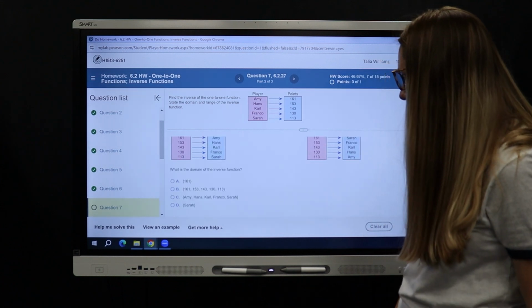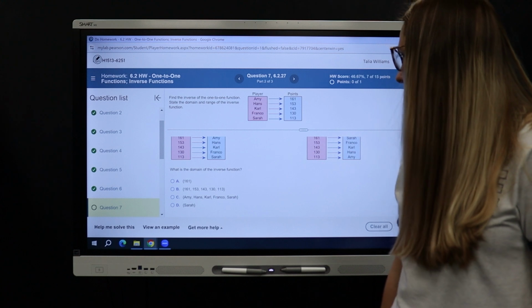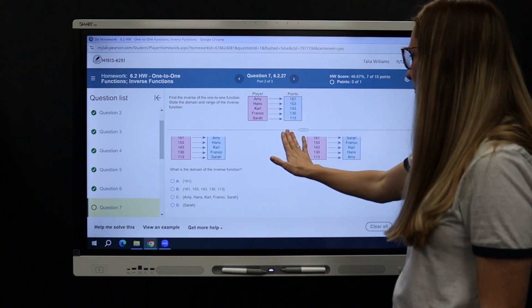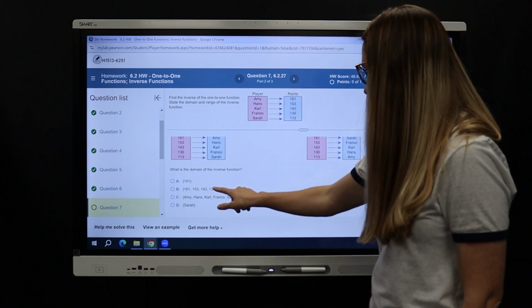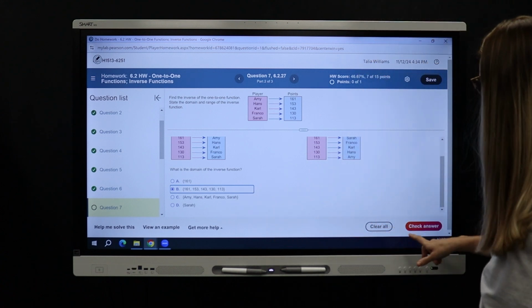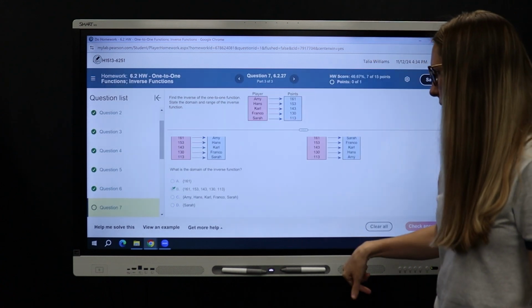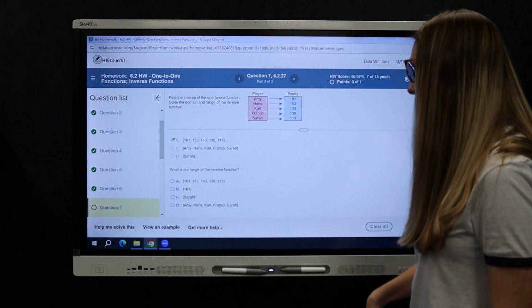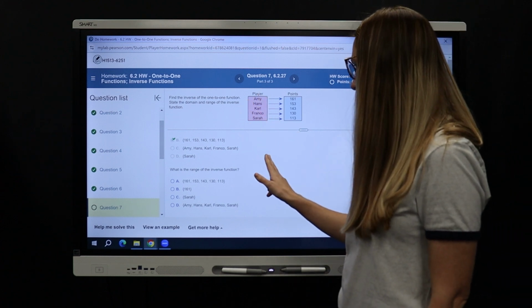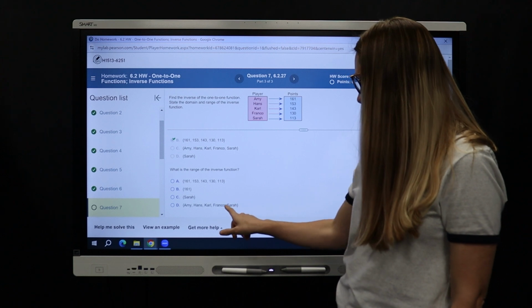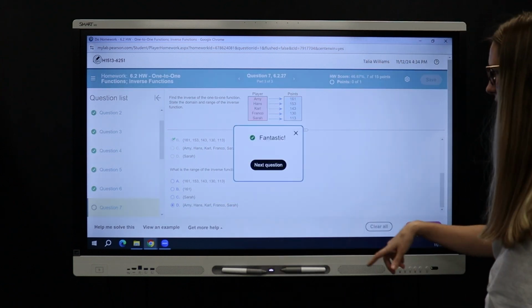Continue. What is the domain of the inverse function? So instead of it being the output, it is now the input. So it's going to be those. And I bet the next one is, what is the range of the inverse function? So instead of it being the input, it's now, so it's going to be Amy, Hans, Carl, Franco.